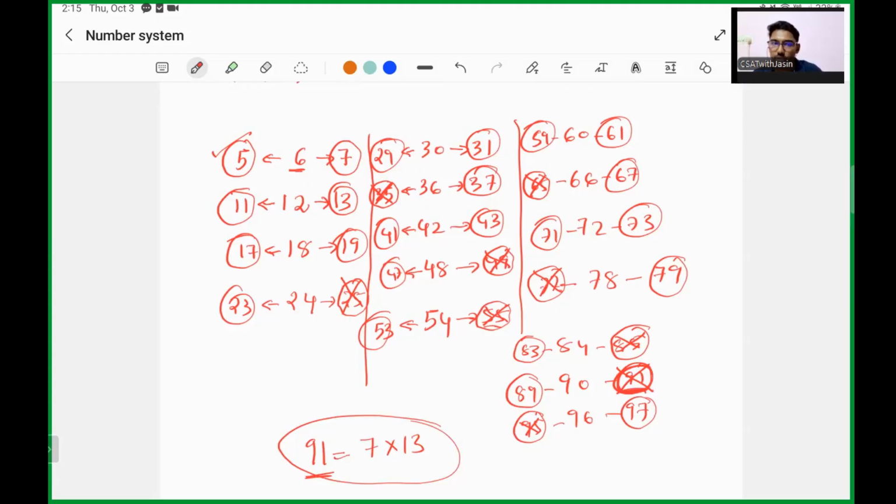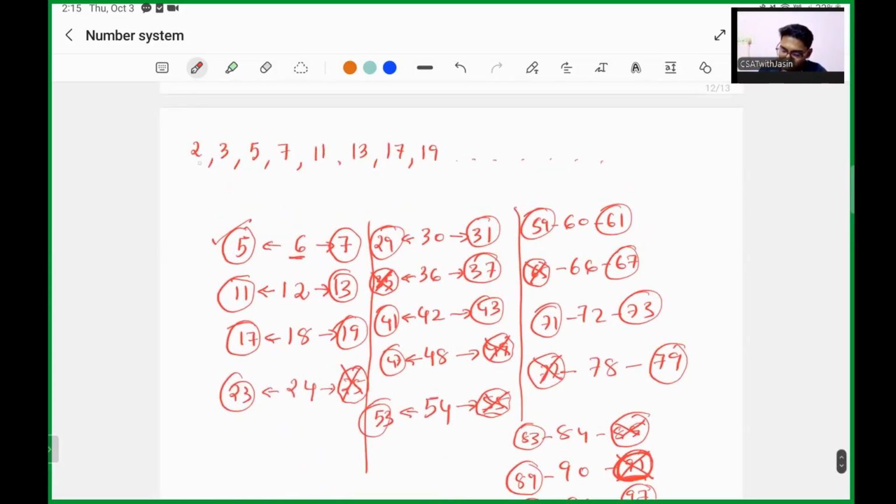So remember, 91 is not a prime number, and all the other numbers that I circled here are prime numbers. In this way, you can find a prime number. Remember that all the prime numbers other than 2 and 3, because we started from 5 here, will be either 1 less than a multiple of 6, or 1 greater than a multiple of 6.